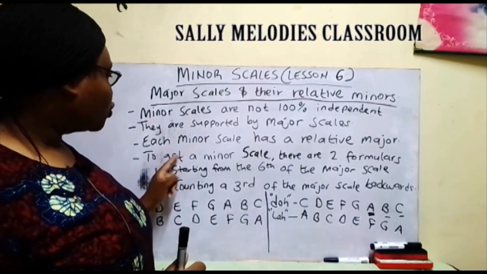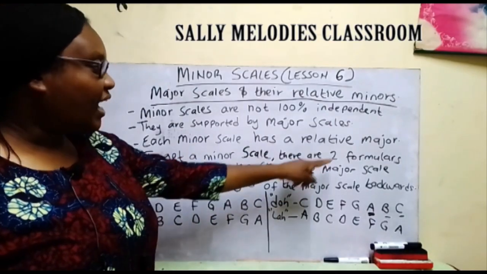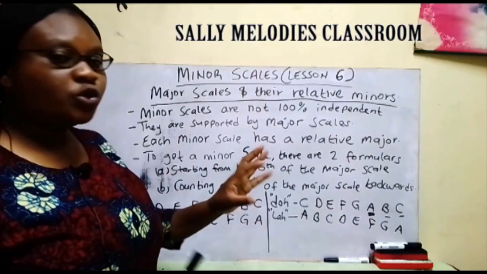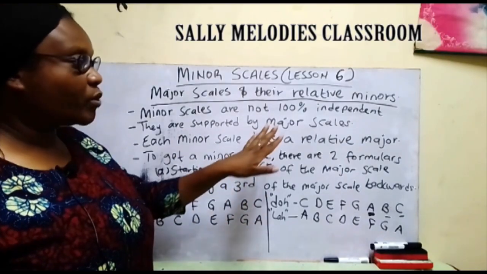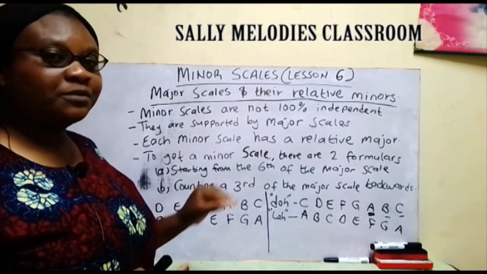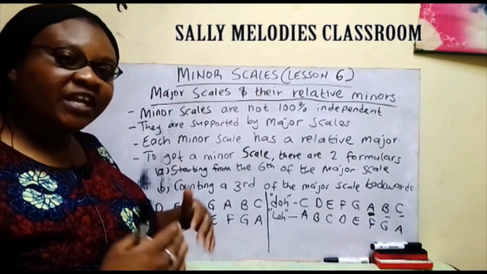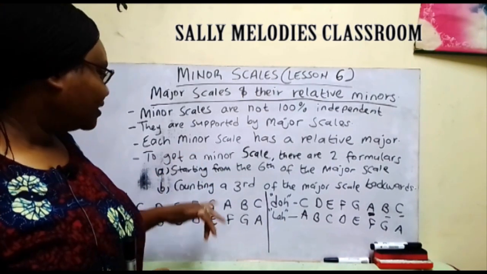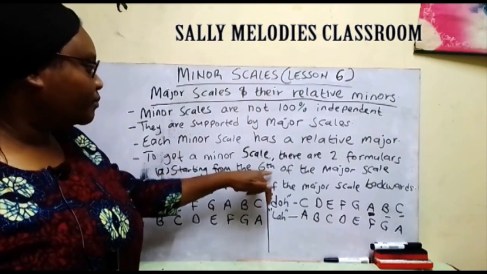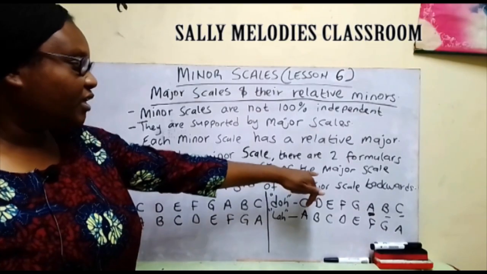To get minor scales, there are two formulas. So you use the major scales for you to get the minor scales. And that is why we are saying they are not independent. They depend on the major scales. The first formula is you start from the sixth of the major scale.